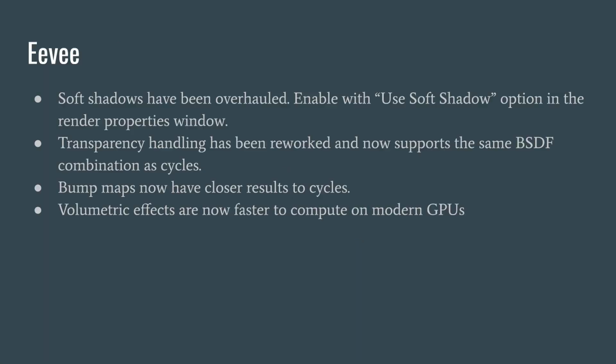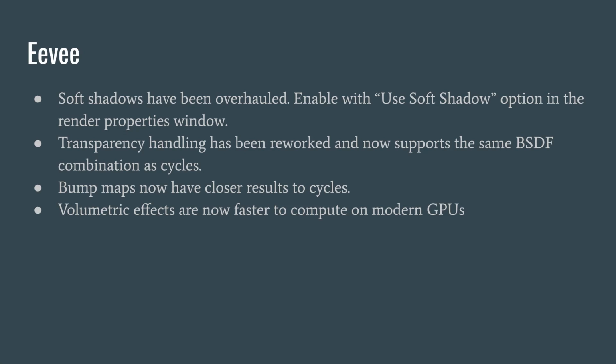We also have some Eevee changes. I believe they said that the soft shadows have been completely overhauled. So there is now a checkbox that says use soft shadows option in the render window. Basically, soft shadows are better in Eevee. Transparency handling has been reworked and now supports the same BSDF combination as Cycles. So easier transparency with your nodes, you can streamline the process a bit better.